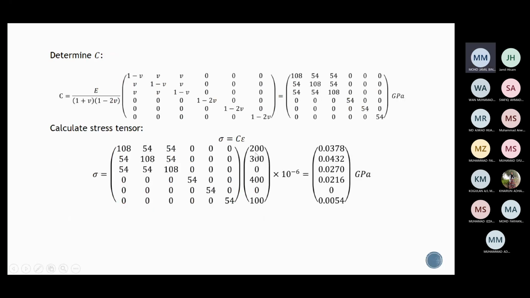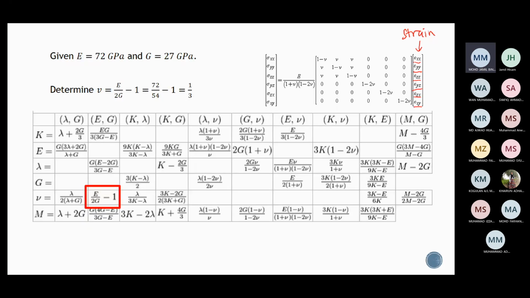Okay, after you arrange them, then you can calculate this. I think you have to calculate this manually one by one. So when you multiply this, you will get the stress tensor equals this. It's fairly straightforward, but you need to check what parameters you are given and then try to find the parameters that are not given to you from the table.